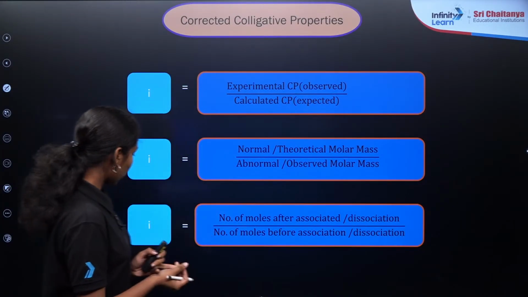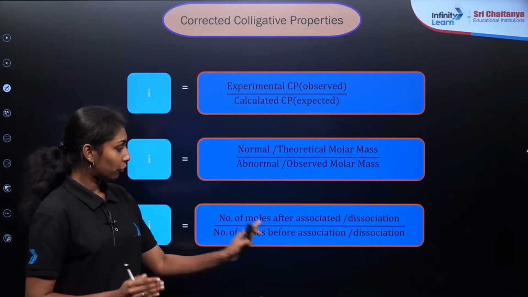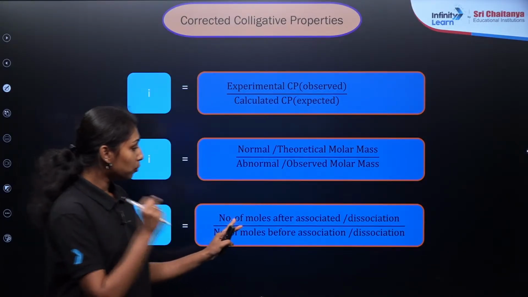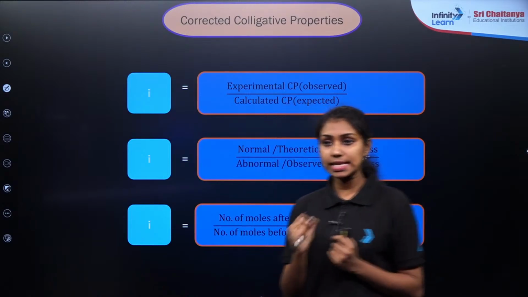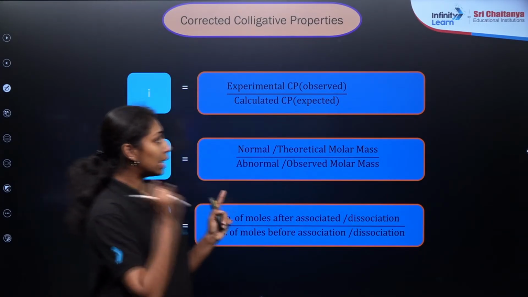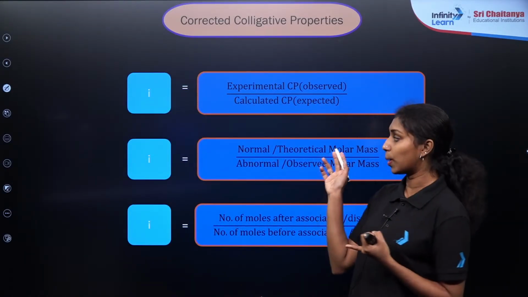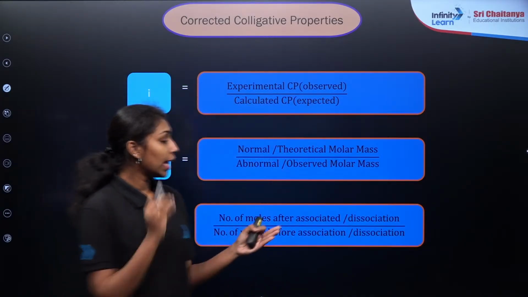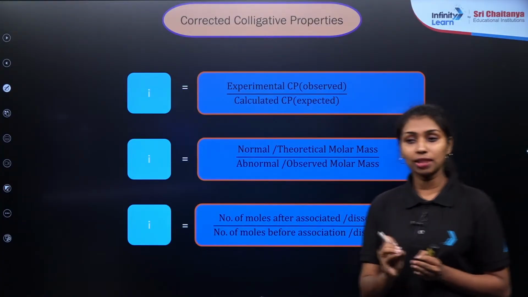Now the last equation to find the Van't Hoff factor is in terms of number of moles. If you are talking about any association or dissociation, it will be equal to the number of moles after association or dissociation divided by the number of moles before association or dissociation. So these are the 3 important formulas to calculate the Van't Hoff factor depending upon the condition. If they give the idea about colligative property, you can use the first equation. If you are talking about the abnormal molar mass, you can use the second equation. If you are talking about association or dissociation, you can use the third formula to calculate the Van't Hoff factor.